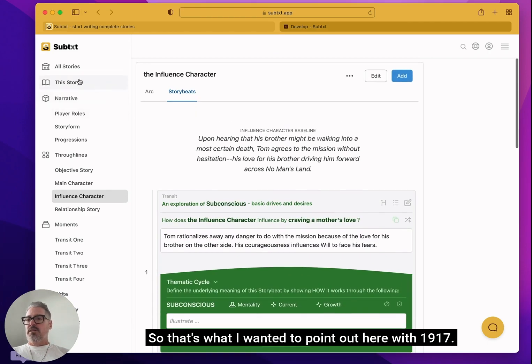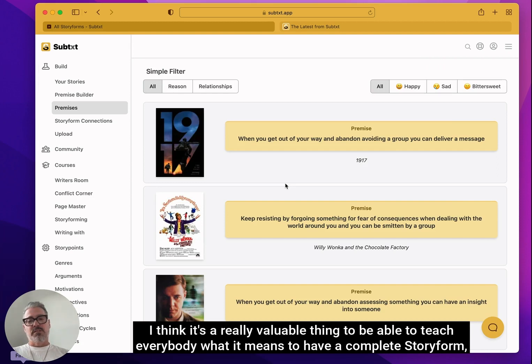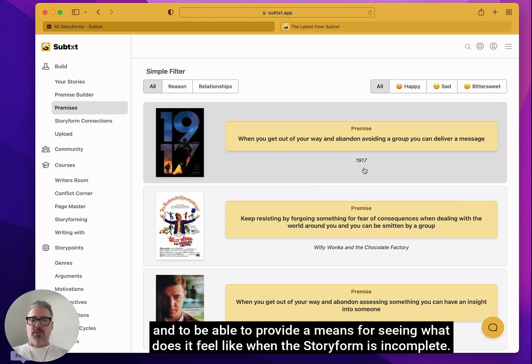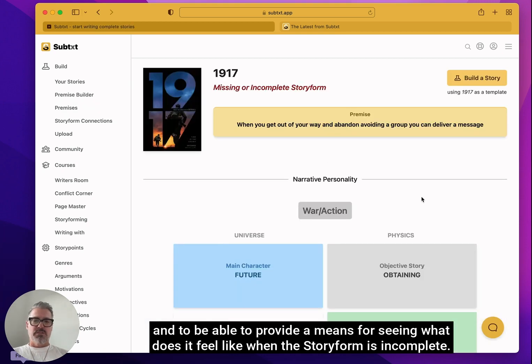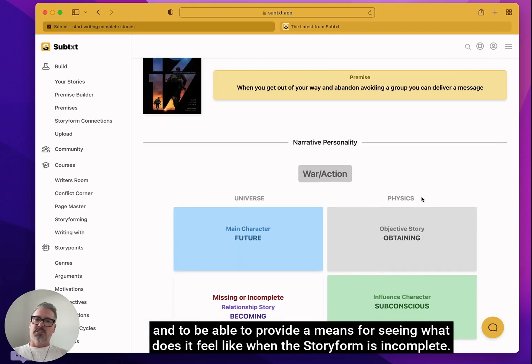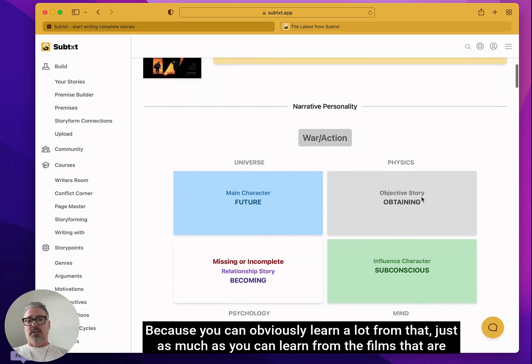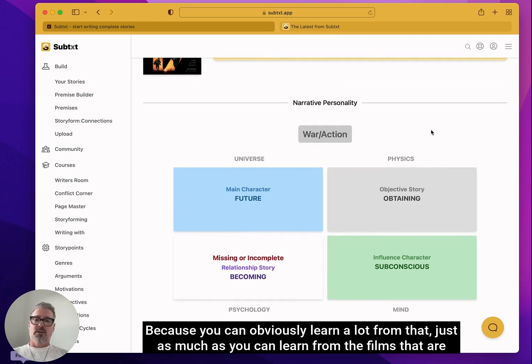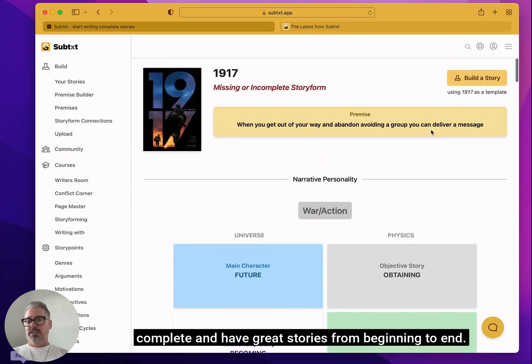So that's what I wanted to point out here with 1917. I think it's a really valuable thing to be able to teach everybody what it means to have a complete story form and to be able to provide a means for seeing what it feels like when the story form is incomplete, because you can obviously learn a lot from that just as much as you can learn from the films that are complete and have great stories from beginning to end.